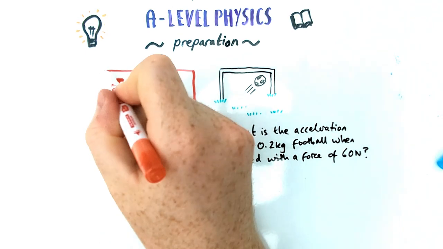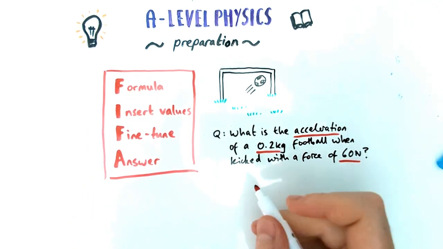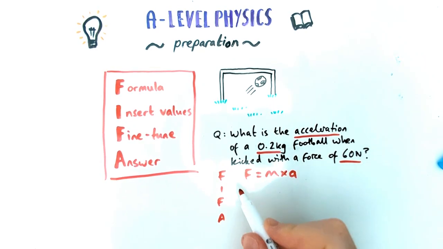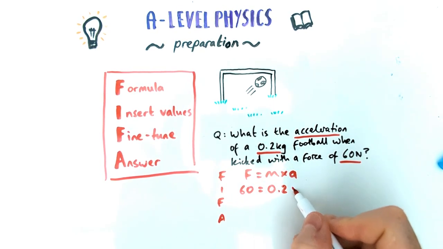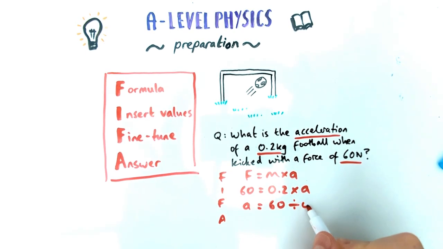How would you answer a question like this? Well, at GCSE, you'd probably use a method like FIFA to find the acceleration. So FIFA goes like this. We put formula, we insert values. The formula here is F equals m times a. We insert our values to try and find the acceleration, and then we figure out 60 divided by 0.2.